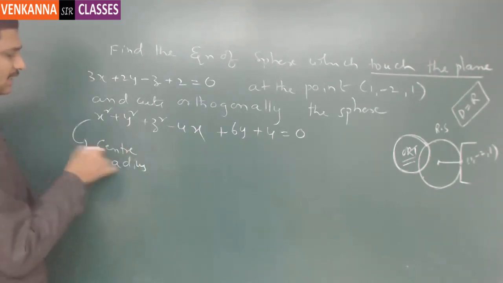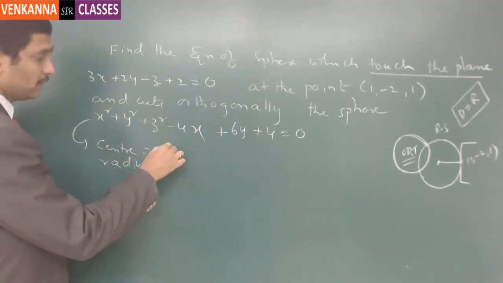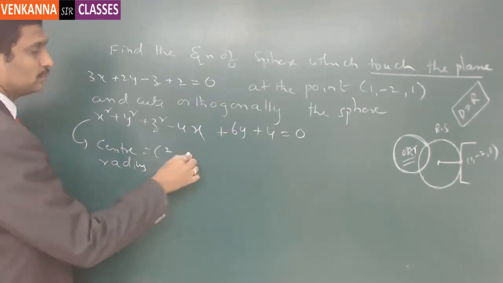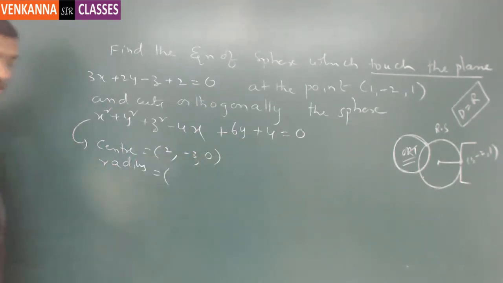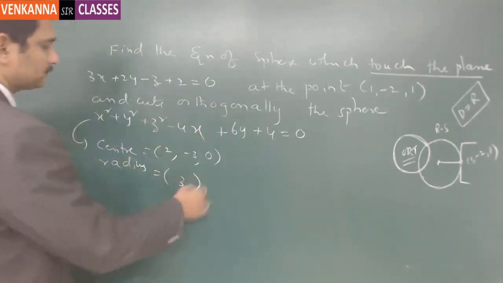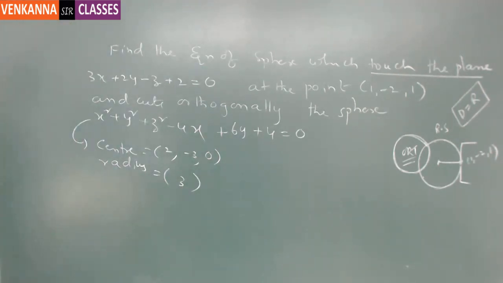Its center is nothing but (2, -3, 0), and if you calculate the radius, it is nothing but 3. Because we are going to determine the orthogonality condition, there we have to make use of these two values.